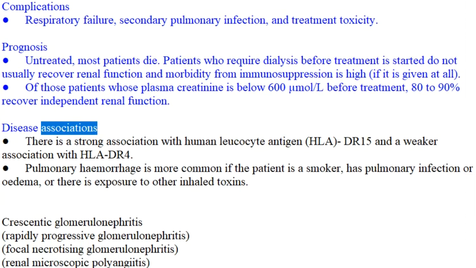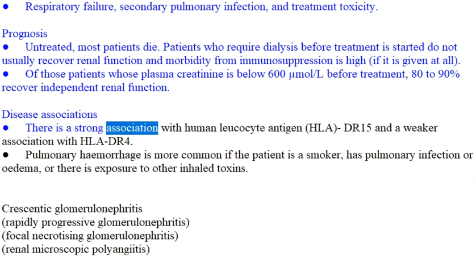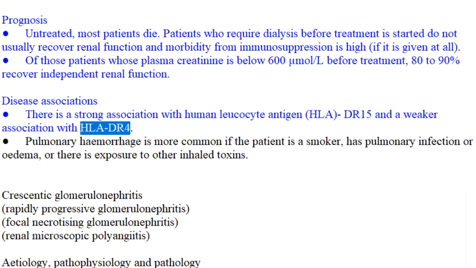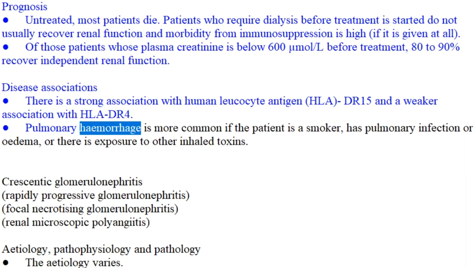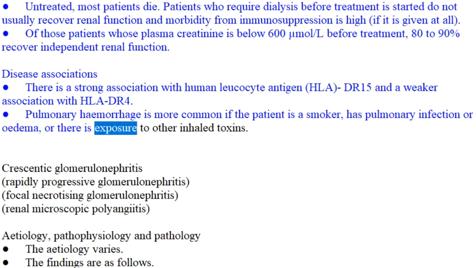Disease associations. There is a strong association with human leukocyte antigen, HLA, DR15 and a weaker association with HLA-DR4. Pulmonary hemorrhage is more common if the patient is a smoker, has pulmonary infection or edema, or there is exposure to other inhaled toxins.